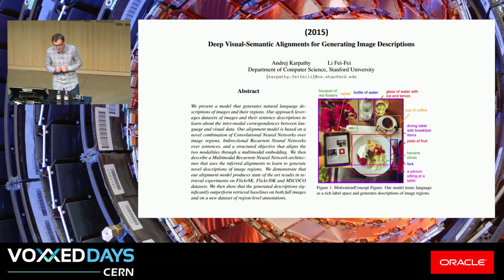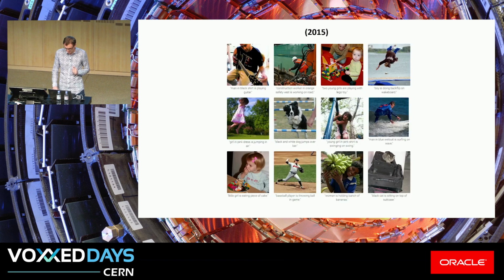2015, a machine is able to semantically segment an image and generate grammatically correct sentence about it. All these image descriptions were generated by the machine. Is it impressive? Well, if this is impressive, then you are not ready for the next slide.